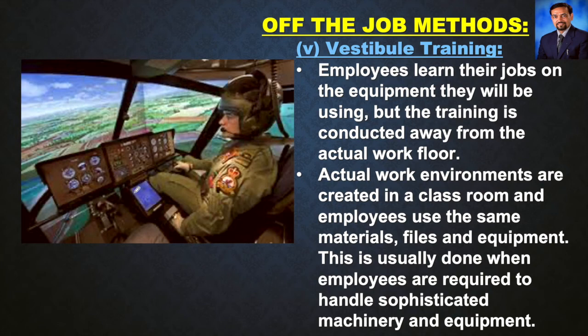Like here in the picture, you can see he is not actually flying an aircraft or helicopter, but it is the same environment which has been created in the classroom to give training. So what happens is, the actual work environment is created in a classroom. That means a duplicate model of the workshop is prepared, and instead of using the original equipment, employees are trained on the dummy model. Correct?